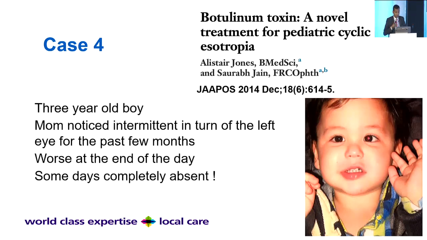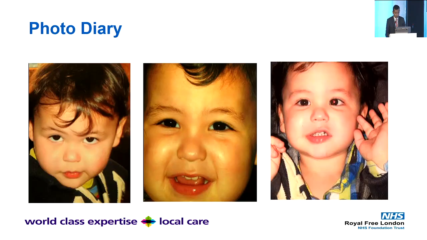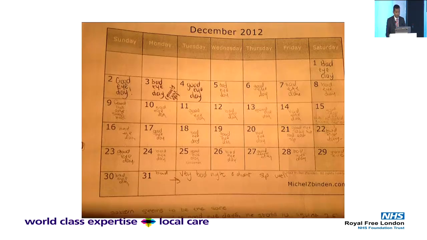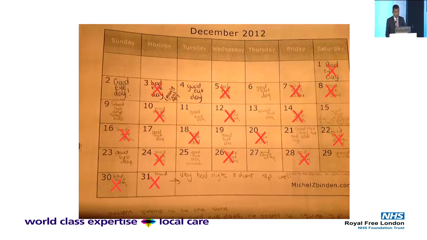This was a 3-year-old boy, and mom kept noticing intermittent turn of the left eye. Now, camera phones have been the biggest boon, I think, in pediatric ophthalmology, because people will always have pictures of their children. She would say, sometimes it's there, sometimes it's not there, and she's right. Some days it's there, some days it's not there, and we got her to actually do a diary. She did a diary, good day, bad day, good day, bad day, and you see, it's a 24 to 48-hour cycle.